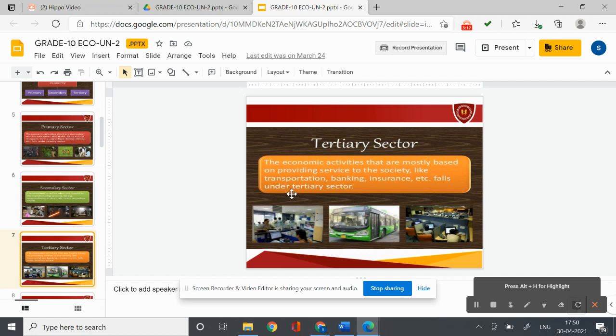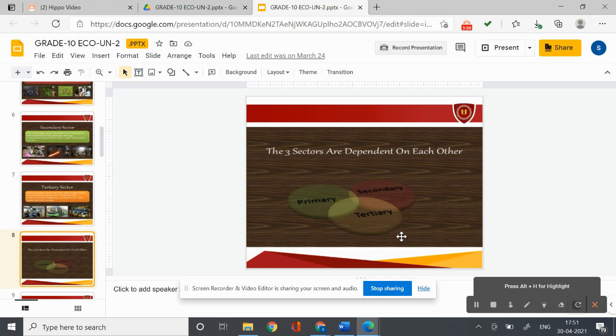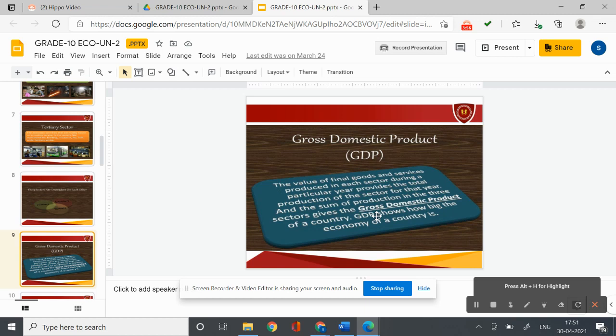Tertiary sector includes activities that help the development of the primary and secondary sector. These activities by themselves do not produce a good, but they are an aid or support for the production process. It is also called the service sector. Examples: teachers, banks, transportation, IT companies, barbers, cobblers, lawyers, call centers, software companies, everything comes under tertiary sector. So the three sectors are dependent on each other.